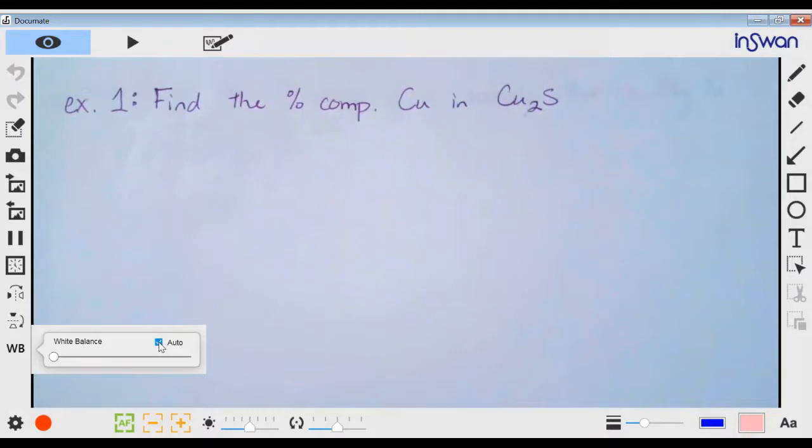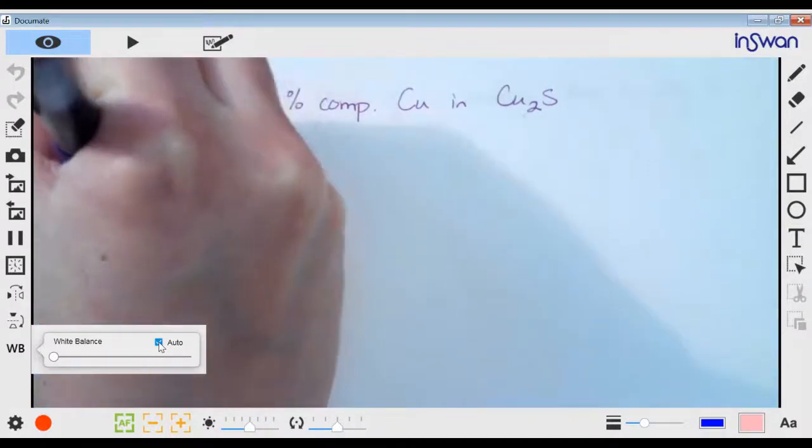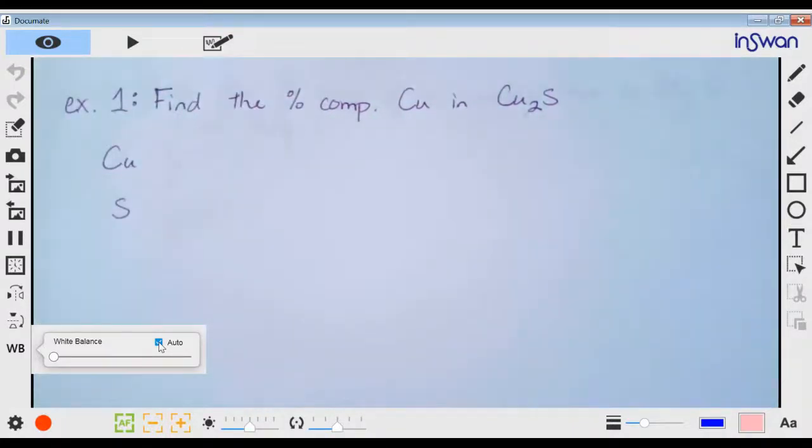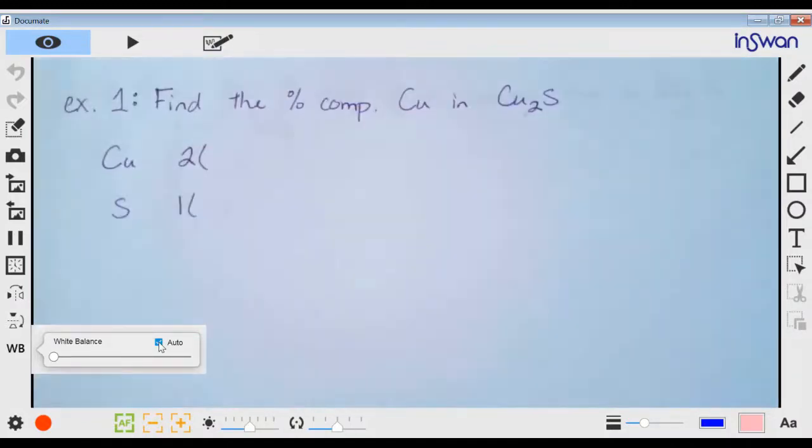Okay, so let's try some example problems with percent composition. So the first one, we want to find the percent composition of copper in Cu2S. So the first thing we need to do is find the molar mass of our copper sulfide. So I'm going to start by listing out the elements I have, which is copper and sulfur. And then I'm going to list the number of each. So I have 2 copper and 1 sulfur. Okay. I'm going to look at my periodic table to find their molar masses. So copper is 63.55.